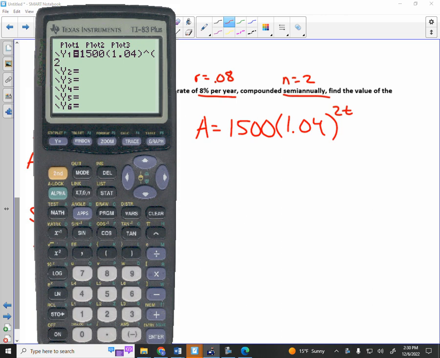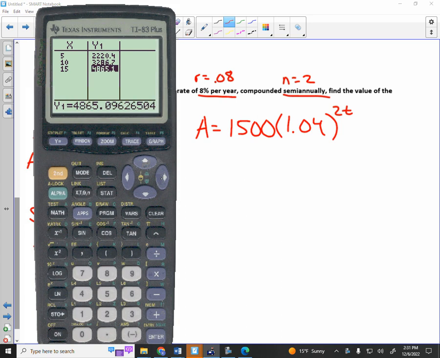Parentheses 2t. That way it raises both the 2 and the x to the exponent power. Do you see that? So if I now go to my table, I can type in those values that I want. I want to check it 5 years, and notice I have my 2,220. I want to check my 10 years, and I want to check my 15 years. And you have those amounts respectively. Notice how it cuts off the 100th place of your decimal. If you just highlight that number, you can see it all expressed there.